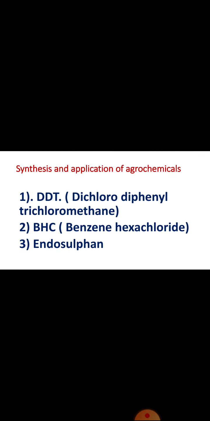Today we will discuss the synthesis and applications of agrochemicals. This topic is included in the TYBSc Industrial Chemistry syllabus. The first chemical is DDT, that is dichloro diphenyl trichloroethane. Second is BHC, that is benzene hexachloride, and the third one is endosulfan.